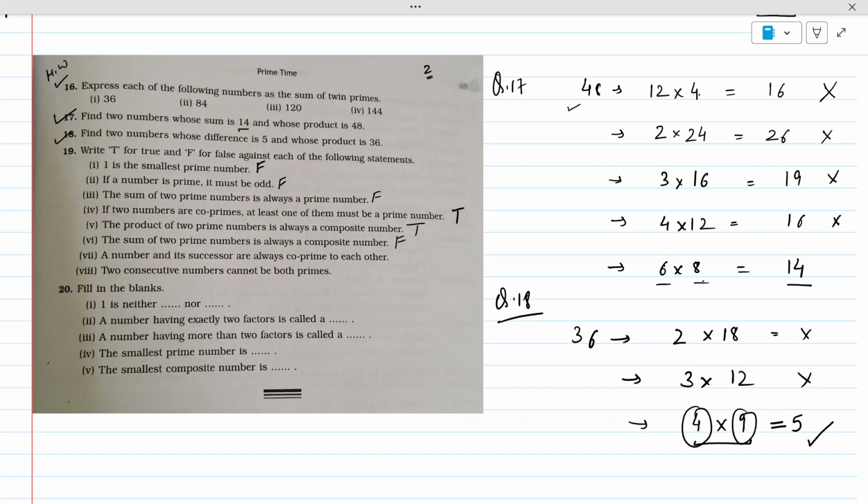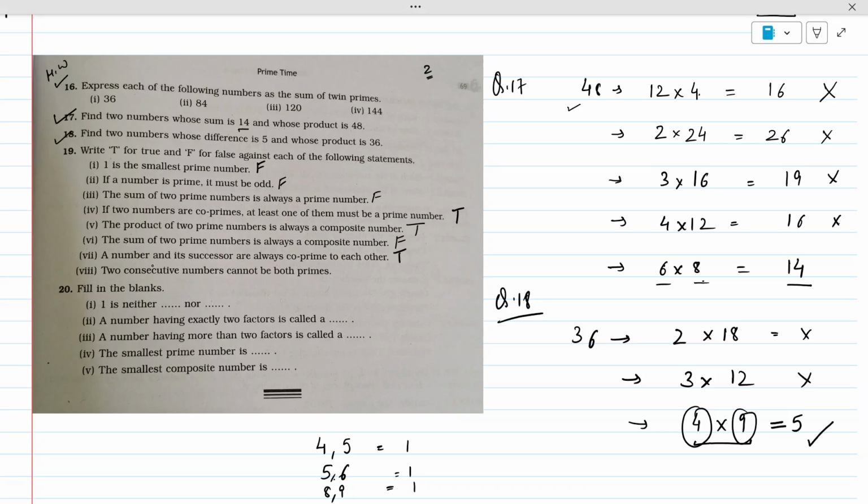Now, a number and its successor are always co-prime to each other. So it says that supposedly we have a number. Let's say I have a number 4 and then I have a number 5. Now, these two numbers are always co-prime to each other. That means they will always have one as common. So let's see this, kids. With 4 and 5, we have one common, which is true. With 5 and 6, again, we have one common. Again, that is true. Now, coming to 8 and 9, again, one is common. 9 and 10, again one is common. So yes, in most of the cases it is true.